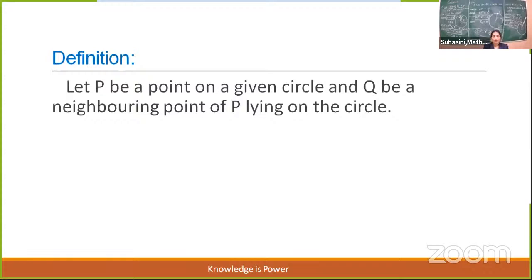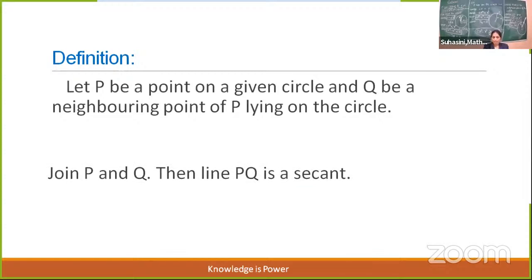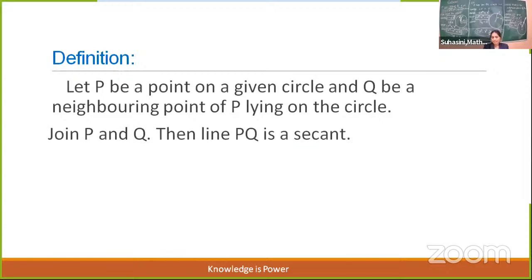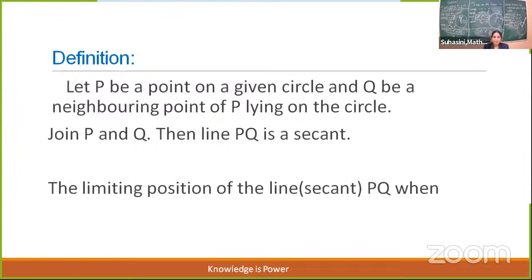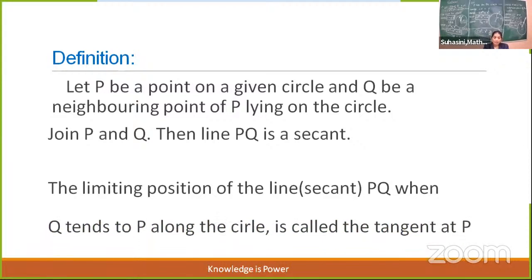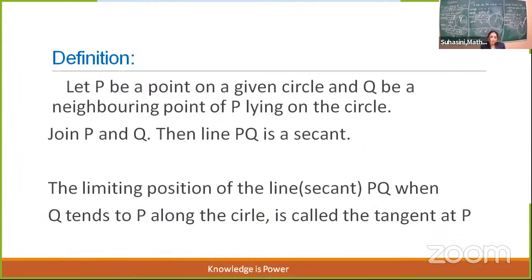So let P be a point on a given circle and Q be a neighboring point of P lying on the circle. Join P and Q, then line PQ is a secant. It's not the line segment joining P and Q. It's a line through P and Q. Therefore, it's a secant. The limiting position of the line, that is secant PQ, when Q tends to P along the circle, is called the tangent at P.